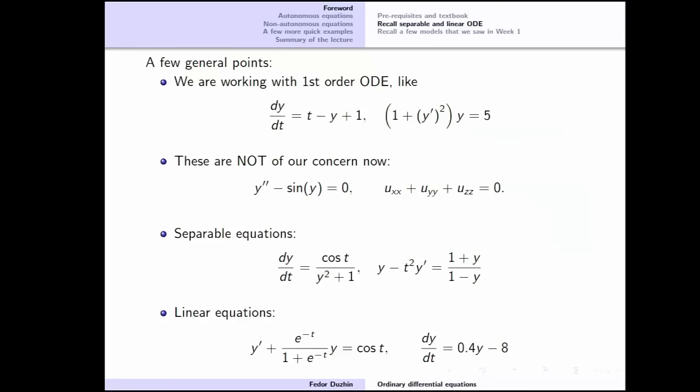And here are two linear equations. In particular, if we look at the first one, then here is the coefficient at y, and here is the free term in the right hand side. The important part here is that there is nothing else. There is no y squared, there is no cosine y, or so. There is just y prime, there is y with some coefficient that only depends on t, and there is the free term.